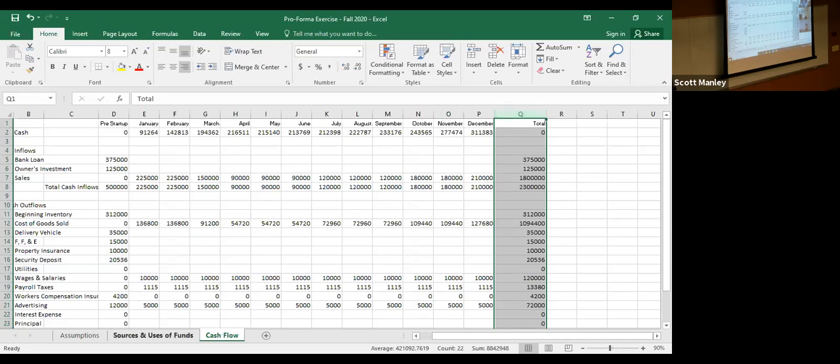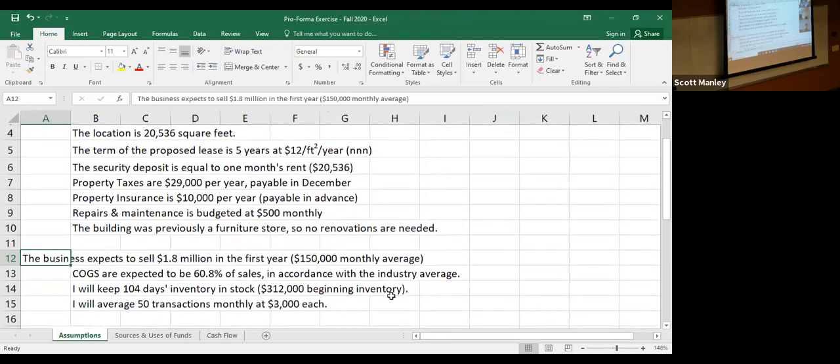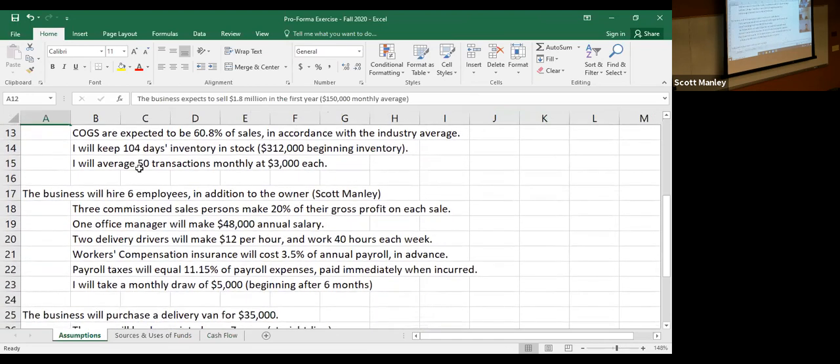So in your assumptions, you should have what your wages and salaries are going to be. I'm going to have 6 employees, okay? 3 commissioned salespeople make 20% of their gross profit on each sale. 1 office manager makes $48,000 annually. 2 delivery drivers make $12 per hour and work 40 hours per week. So I've got people that are paid 3 different ways, okay?